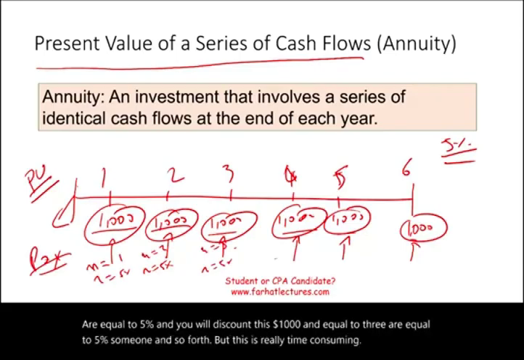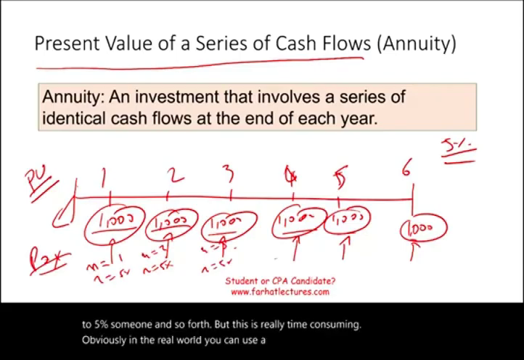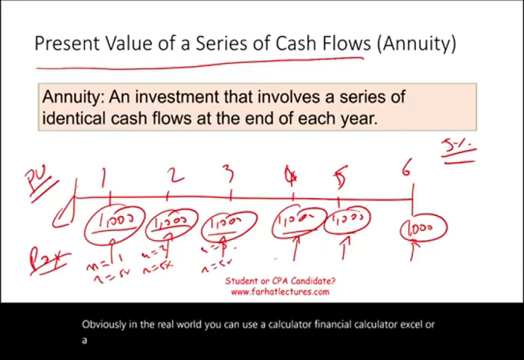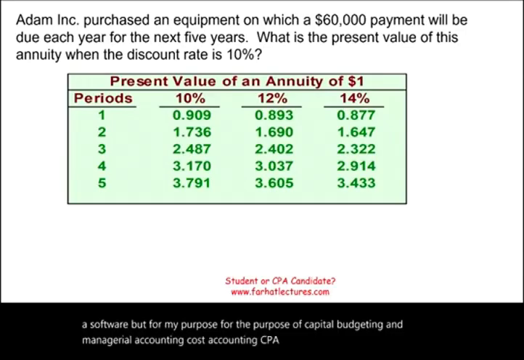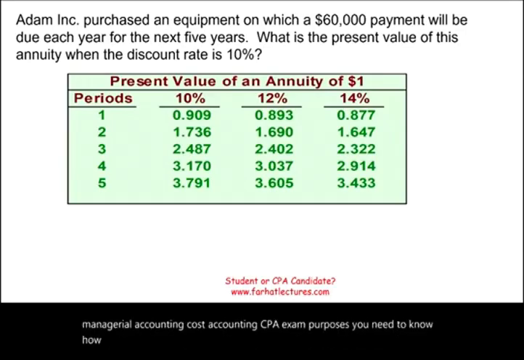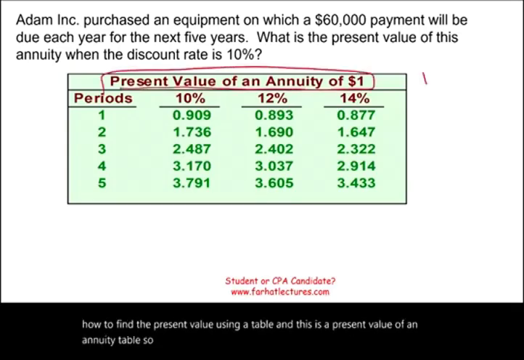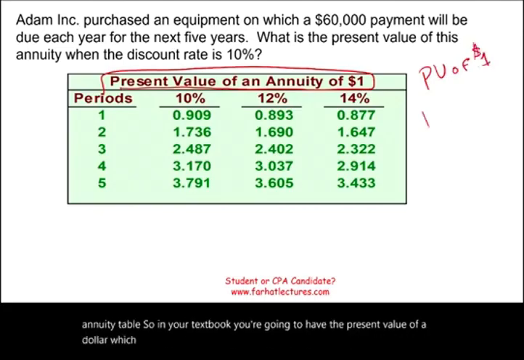Obviously, in the real world, you can use a financial calculator, Excel, or a software. But for the purpose of capital budgeting, managerial accounting, cost accounting, and CPA exam purposes, you need to know how to find the present value using a table. And this is a present value of an annuity table. So in your textbook, you're going to have the present value of a dollar, which is a single amount, or the present value of annuity.